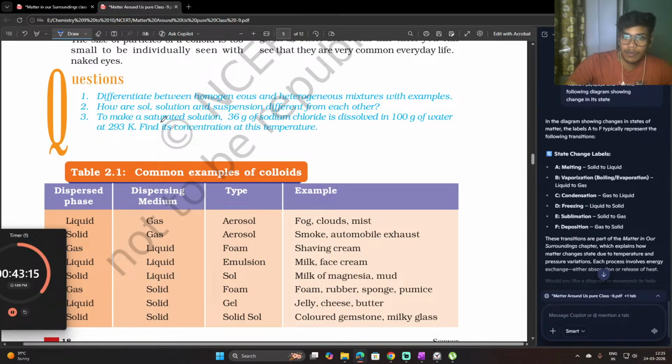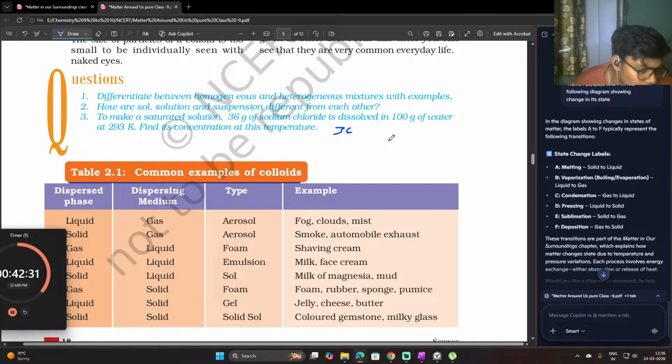It will be: to make a saturated solution, 36 gram of sodium chloride is dissolved in 100 gram of water at 293 K. Find its concentration and its temperature. So 36 gram of sodium chloride is the solute given, and 100 gram of water is given, so 136 is the solution, and it says find its concentration at its temperature.